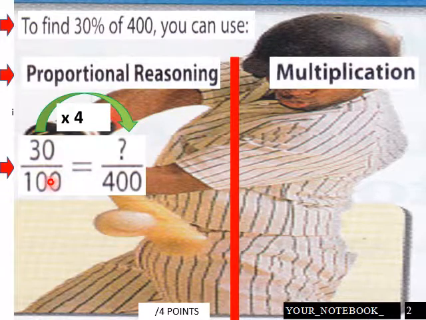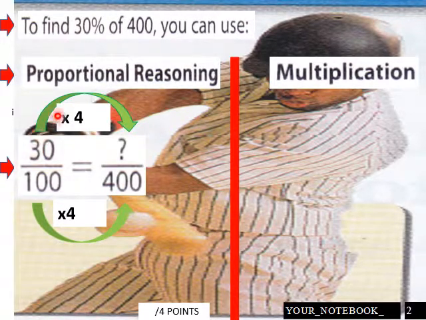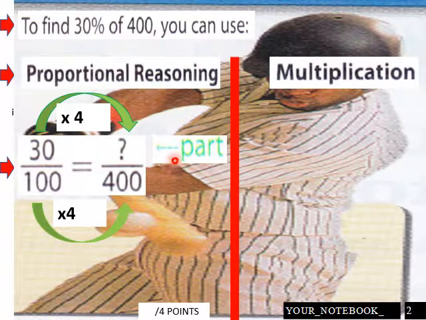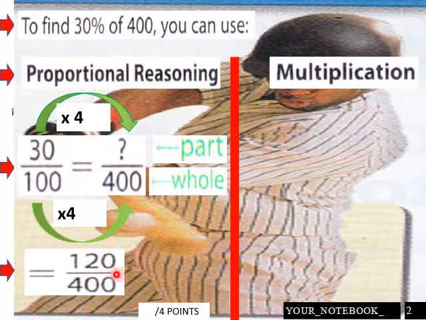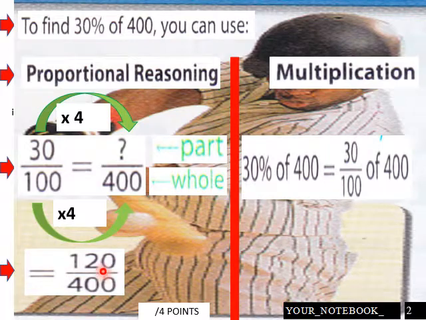We might have to multiply 100 by 4 to get 400, correct? So we're going to have to multiply 30 by 4 to get our blank over here. Because we multiplied 100 by 4 here, we got to multiply our 30 by 4 to get our number over here. So this part here is what we're looking for. This is the whole here, and then this will be the part of the whole. To get that, 30 times 4 would equal 120, so 30% of 400 would be 120.